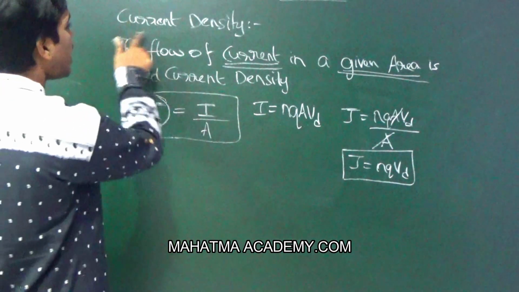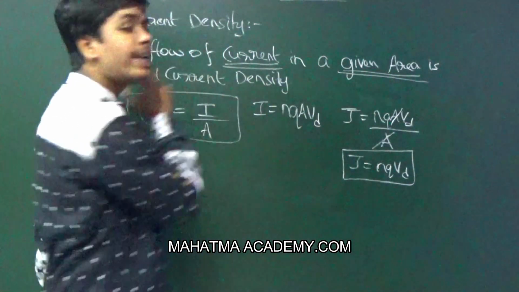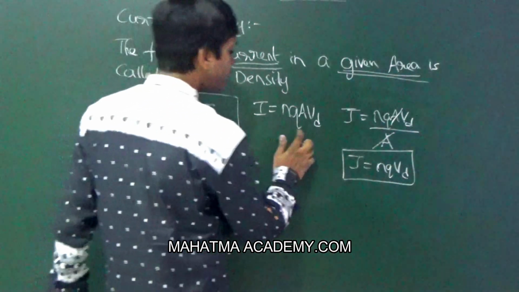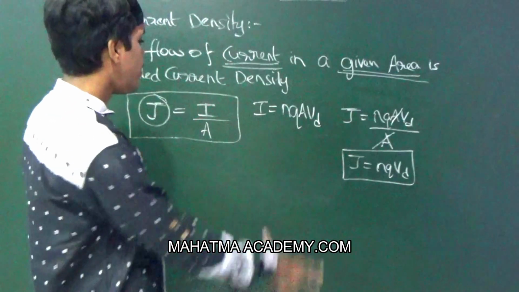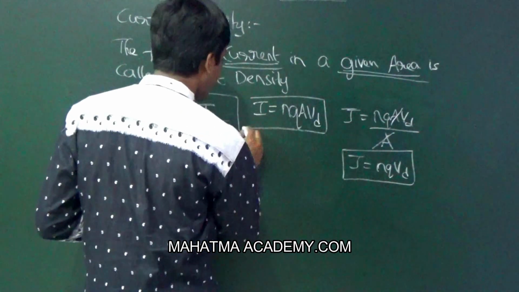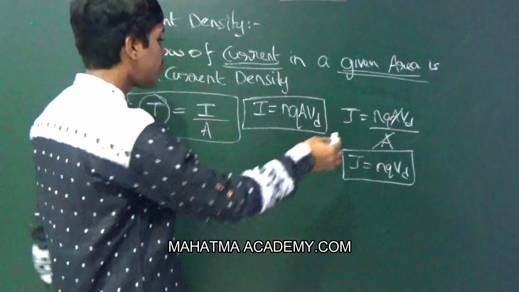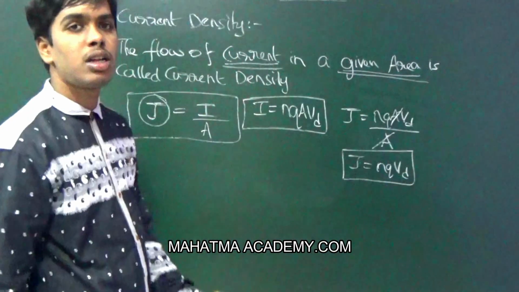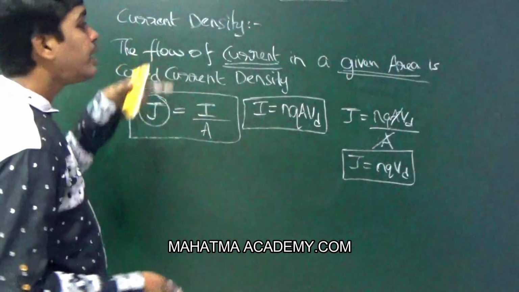First I will explain current density. The flow of current in a given area is called current density. J = I/A. I = nQAVd is the relation between the current and the drift velocity. J = nQAVd upon A. This and this cancel. So J = nQVd. So we have completed the current density topic.